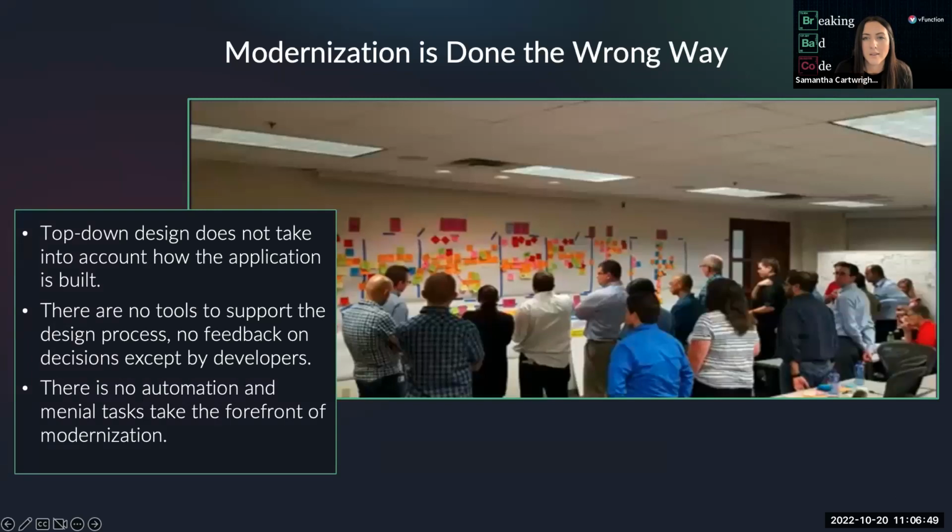Okay. So what I want to tell you is that modernization is really done the wrong way. And what you see in the photo in front of you is the common way we do modernization today: architects sitting in front of a whiteboard with sticky notes, doing a top-level domain-driven design. But the problem with top-down design is that although it does show you what the application was supposed to do, had you just started to build it with all of the information, it doesn't take into account how the application is currently built.